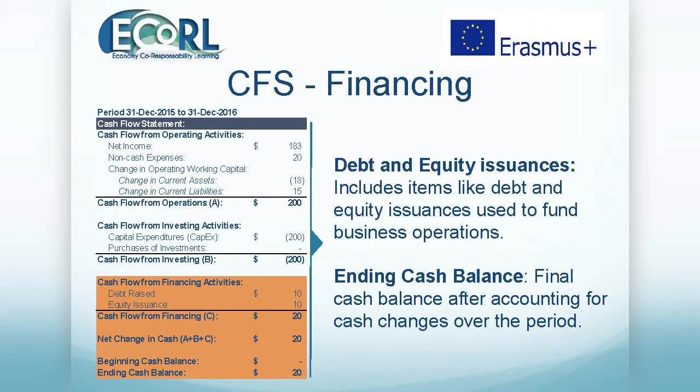And lastly, we move on to the last line item in the cash flow statement, which is the ending cash balance. This is the final cash balance after having accounted for cash changes over this period. So far we have been looking at cash changes over the specific period that we're taking into consideration, from the 31st of December 2015 to the 31st of December 2016. And this balance is added to the beginning cash balance to come up with an ending cash balance. In our case, the beginning cash balance is 0 because we are assuming that the company started operations this year.